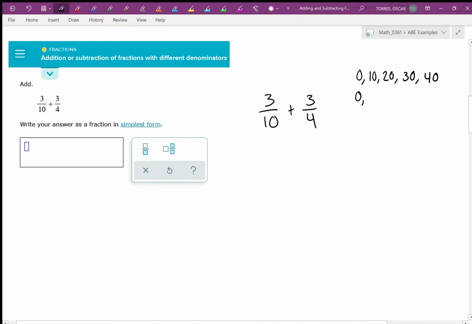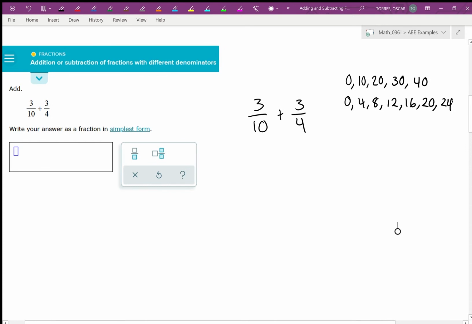So let me start at 0 and count by 4: 8, 12, 16, 20, 24. And that should be enough numbers. So now I need to look for what number is shared between these two values. In these two lists of numbers that we made, we want to choose the lowest number that's shared on both the top list and the bottom list. And that number would end up being the number 20.